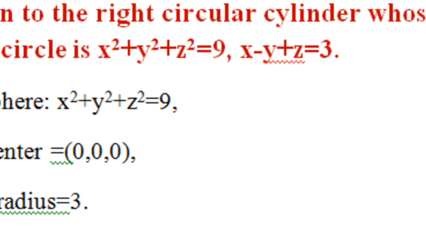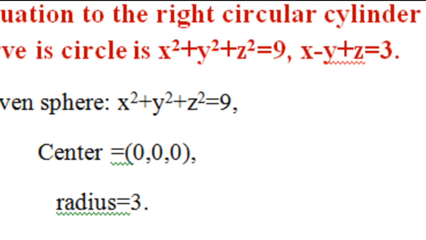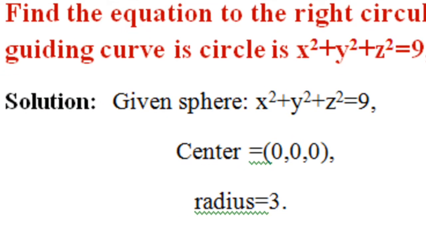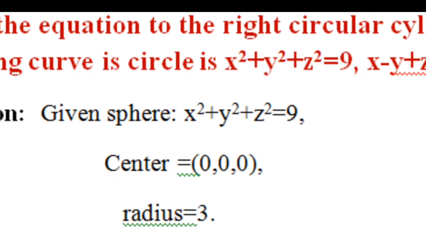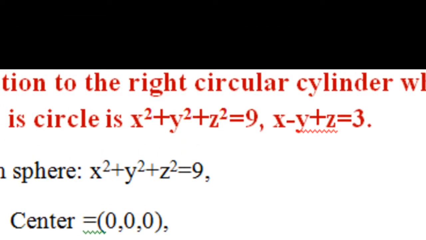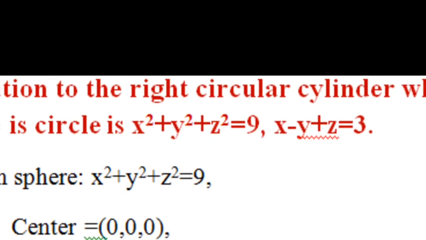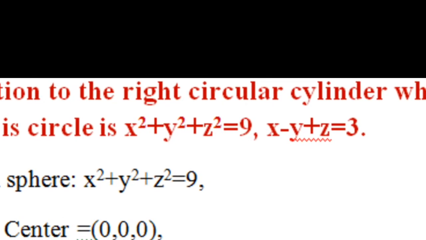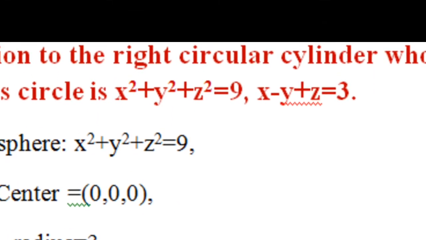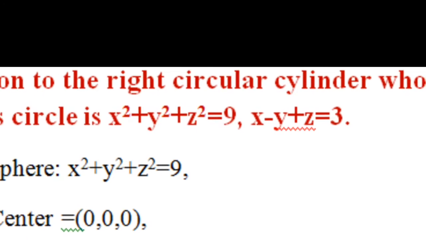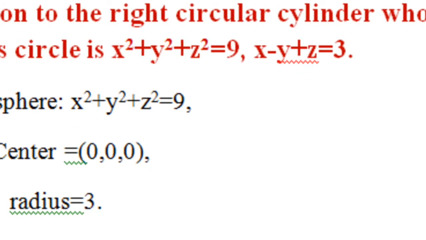Whereas in this problem, they have given the equation to the guiding curve. That is, they have given the equation of the circle. So if you remember the sphere unit, you know very well, circle is the combined equation of sphere and plane. You can observe this combined equation represents the circle, where the first one, x square plus y square plus z square is equal to 9, represents the equation of the sphere, and x minus y plus z is equal to 3 represents the equation to the plane.